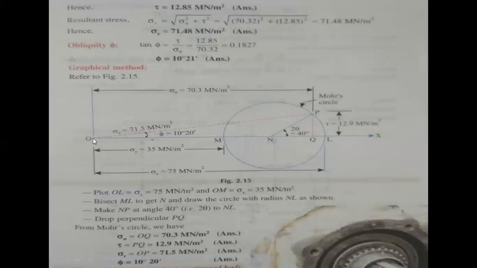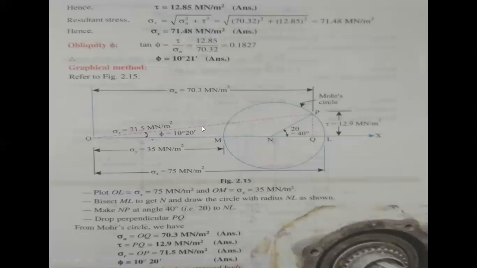We do know already that O is the origin. We'll be connecting point O to point P. When point O is connected with point P, we will measure the inclination, which is 10 degree and 20 minutes. So this will again be the angle of inclination of the principal plane, where the principal stresses are acting, and similarly the resultant stress will be found by O to P.